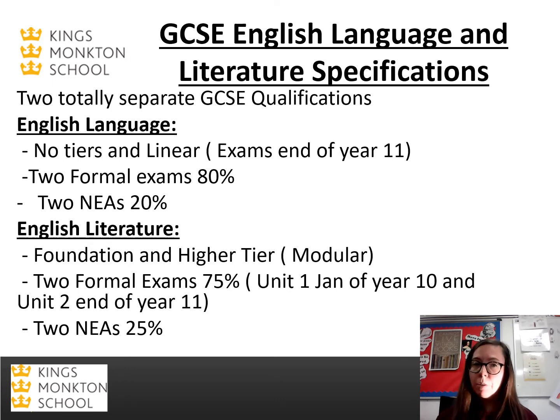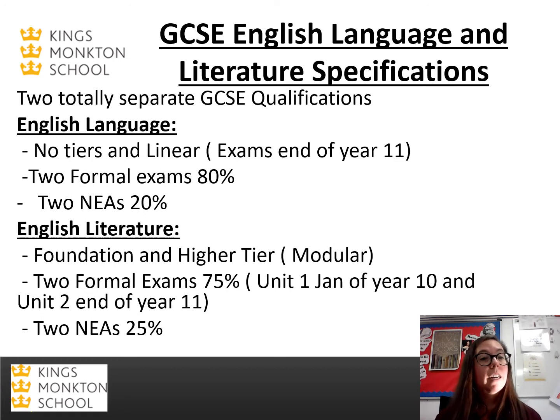So English language, there are no tiers and it is linear, meaning that both exams will take place at the end of year 11. So there are two formal exams worth 80% of the overall qualification and then two NEAs, which are speaking and listening tasks, which are 20% of the overall qualification.